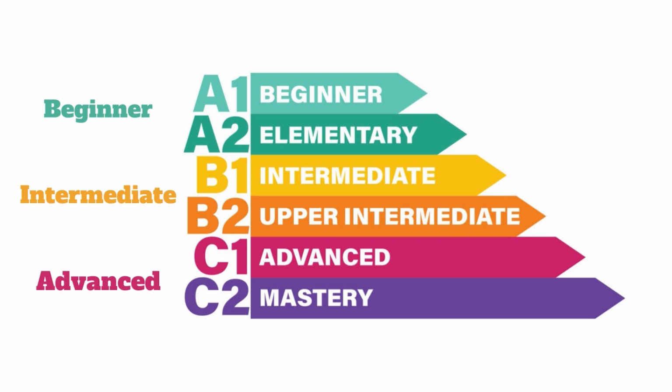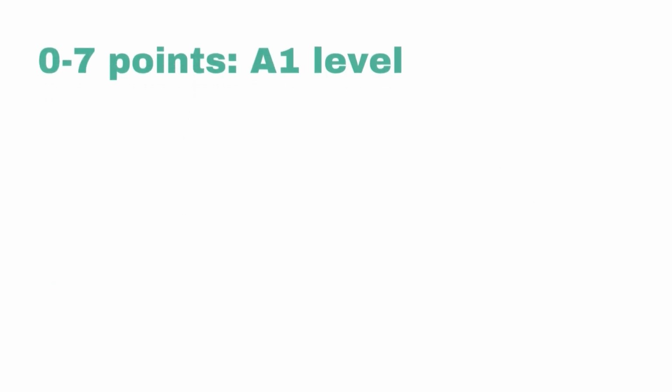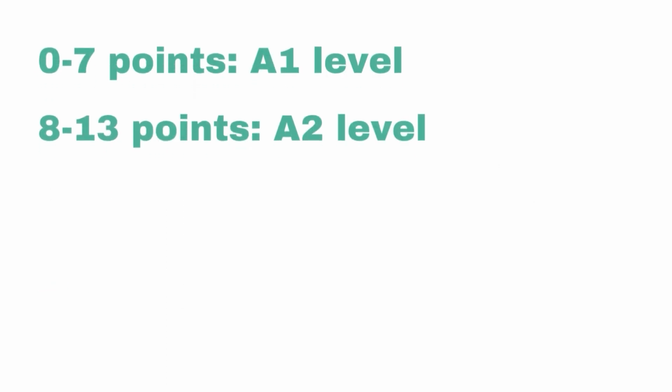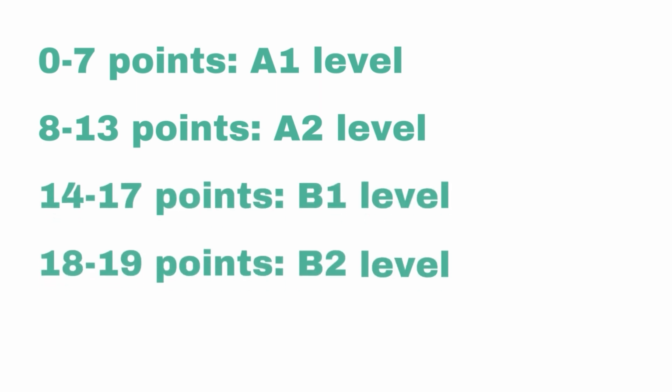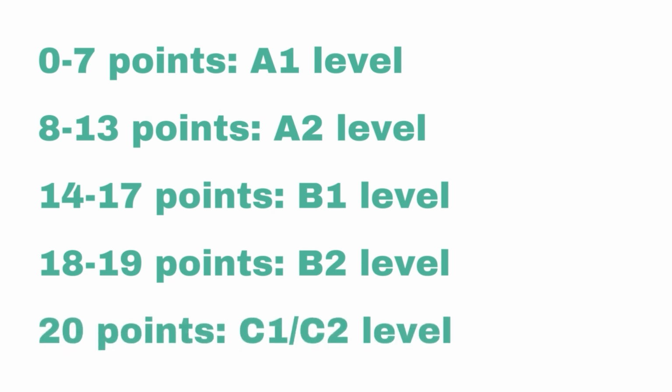With that in mind, if you got anything from 0 to 7 answers right, your level is probably A1. 8 to 13 answers right, A2. 14 to 17 answers right, B1. 18 to 19 answers right, B2. And if you got 20 answers right, your level is probably C1 and C2.